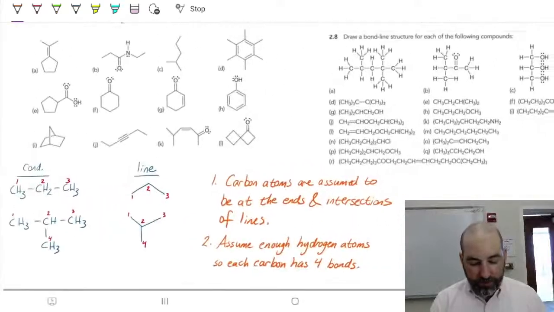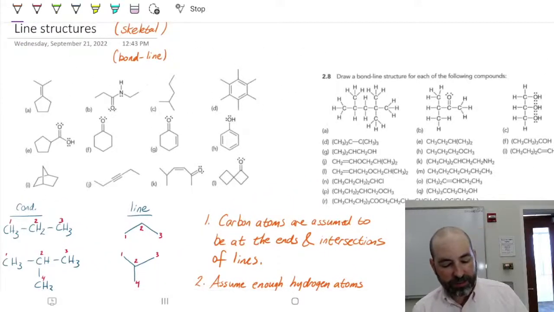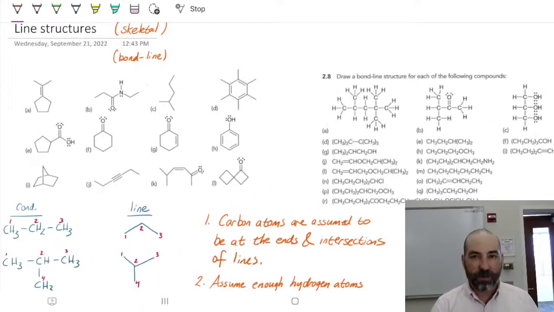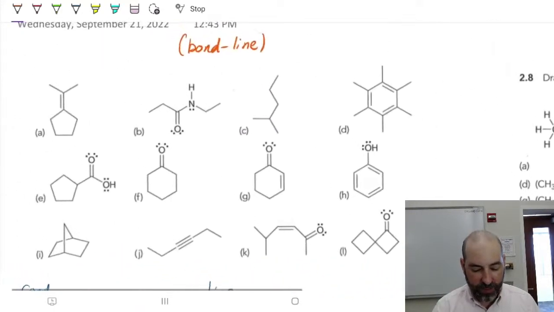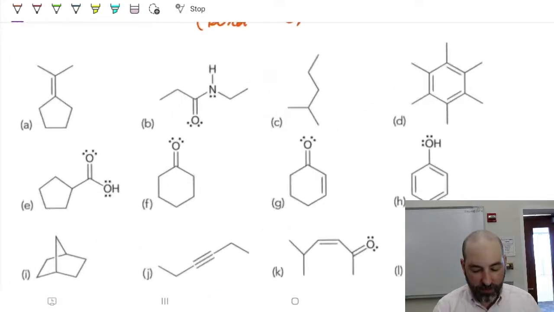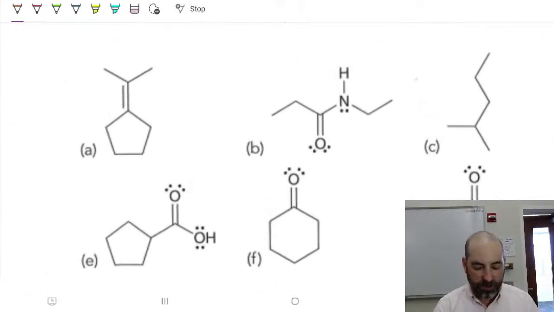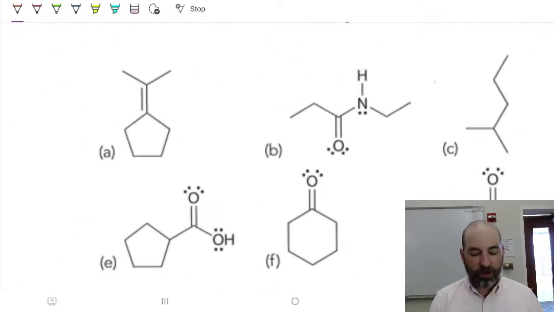All right, so one way to practice this is to look at existing line structures and try to figure out how many atoms are on each spot. That's kind of what this first set is for. So let's take a look at this structure over on the left. If we want to know, let's say, what's the molecular formula? How many carbons, hydrogens, whatever are in here?